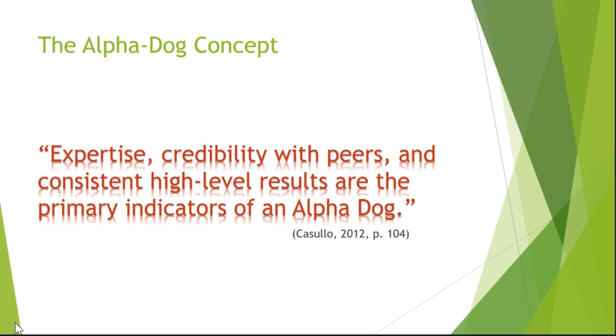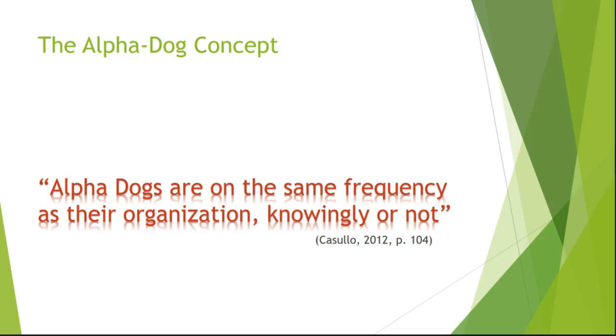This leads to credibility with peers, which may stem from the expert power, but connects to referent power because this level of credibility, based upon consistent results, allows stakeholders to form a connection and identify with the leader. Alpha dogs are on the same frequency as their organization, knowingly or not. Having a connection to organizational values is a hallmark of strong leadership. It is important for an alpha dog leader to embody the organization's beliefs and resonate with the members.